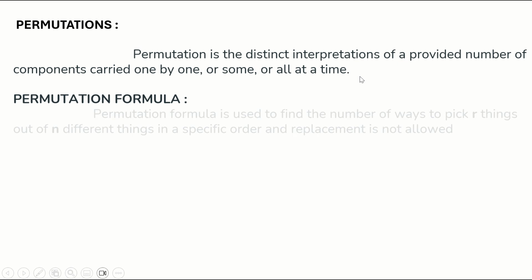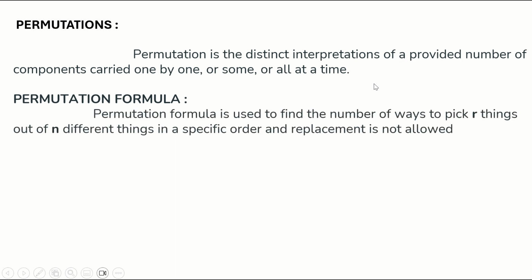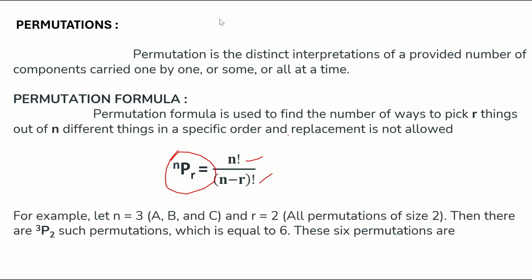Let's see the permutation formula. The permutation formula is used to find the number of ways to pick r things out of n different things in a specific order, and here replacement is not allowed. So we can write it as nPr equal to n factorial by (n minus r) factorial. Arranging r things out of n different things can be written as nPr.